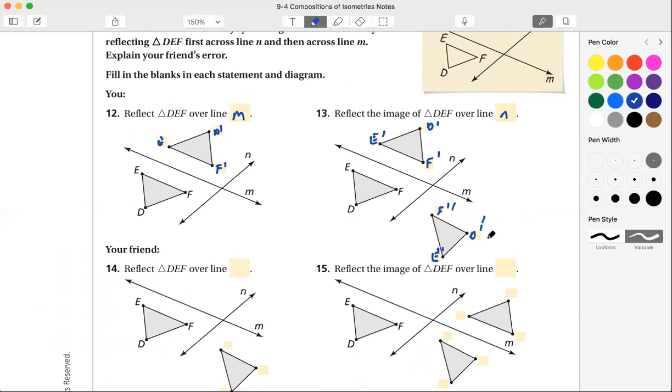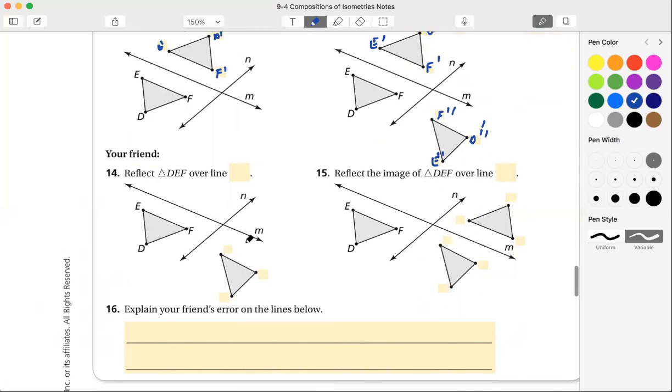My friend says I can do the following. Reflect about line N first, so then I get F prime, E prime, and D prime. This was F prime, this was E prime, and this was D prime. Flipping it over this way, I get F double prime, D double prime, and E double prime.